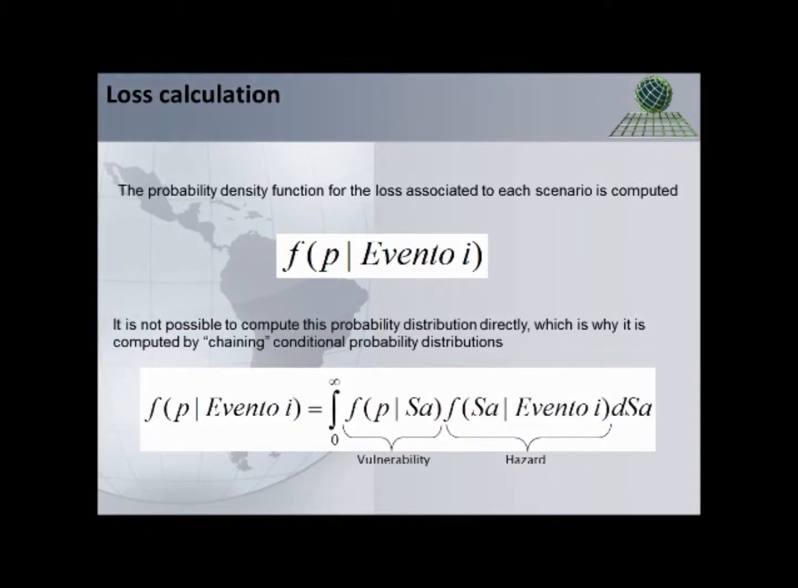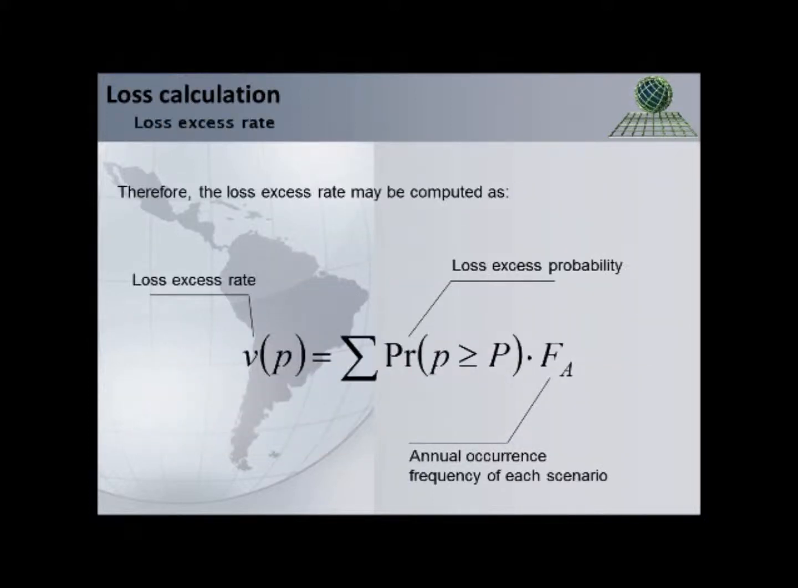The loss associated to each hazard scenario is computed with the following probability density function. Since it is not possible to compute the probability distributions directly, a chaining of conditional probability distributions is done, where functions associated to the vulnerability and to the hazard are clearly identifiable. Following the explained procedure, loss can be expressed in terms of loss exceedance rates. These rates are computed considering all the hazard scenarios, the loss excess probabilities for each of the scenarios, and the annual frequency of occurrence of them.